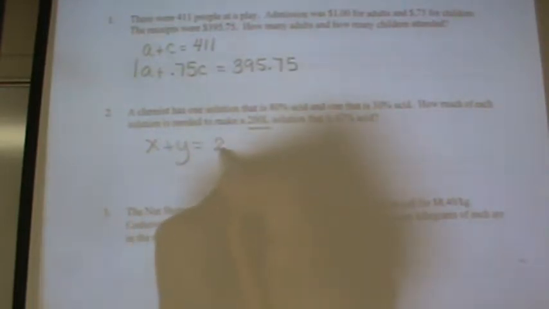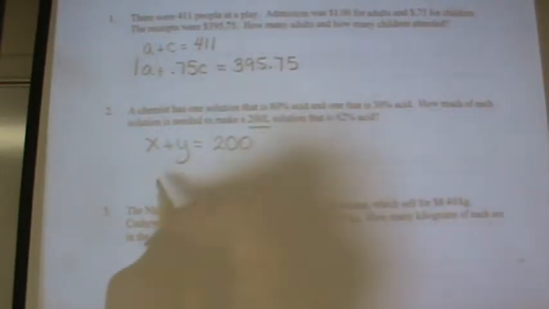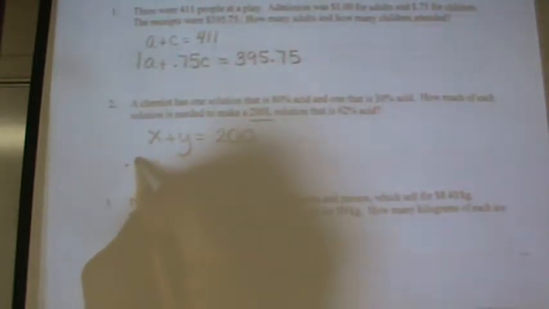A plus B. X plus Y. Let's do x plus y equals 200. And what would the next one be? 0.8x plus 0.3y equals 0.62. Good job.